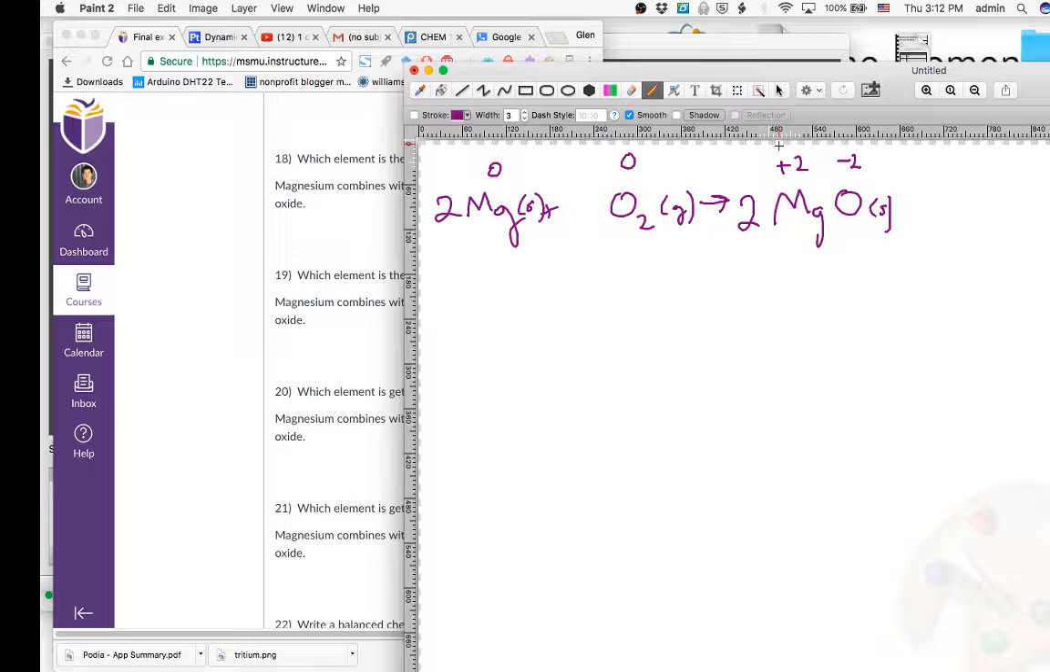Remember that oxidation means losing electrons. Reduction is gaining electrons. Oil rig. So who gained electrons? Well, this oxygen gained electrons because it went from 0 to -2 oxidation state. This magnesium lost electrons because it went from 0 to +2. You get a positive charge if you lose electrons. So that means Mg got oxidized.